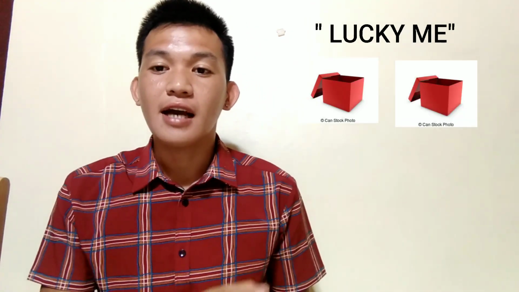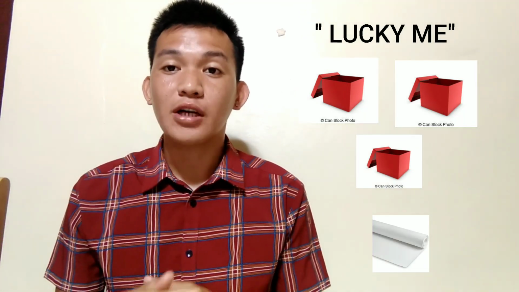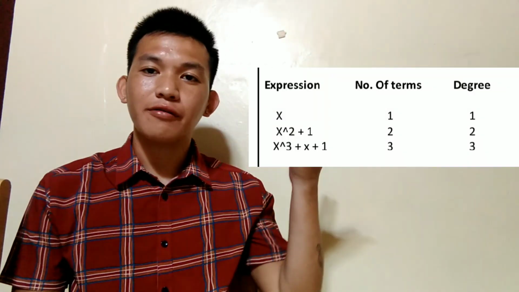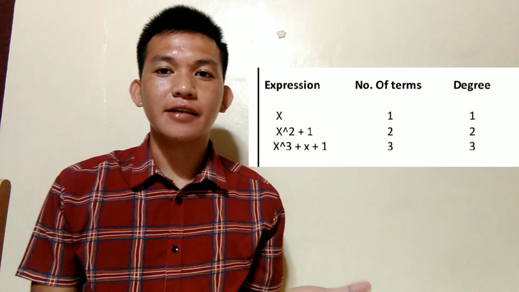In our first activity, we will have an activity called Lucky Me. There are some small boxes, and inside the box there are questions, and each question contains an algebraic expression that can be answered by the three lucky students, and if he or she can answer correctly, he will get an extra point. So are you ready? Okay, very good. You answered well. So here are our final answers for our activity.